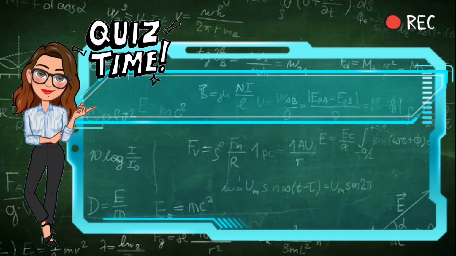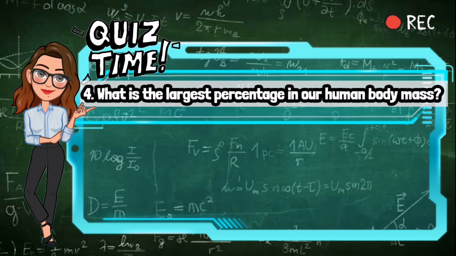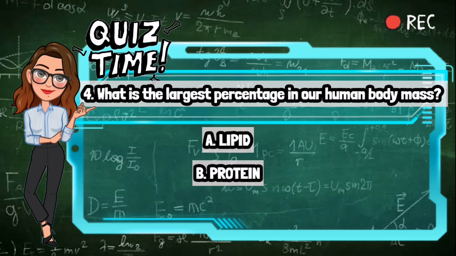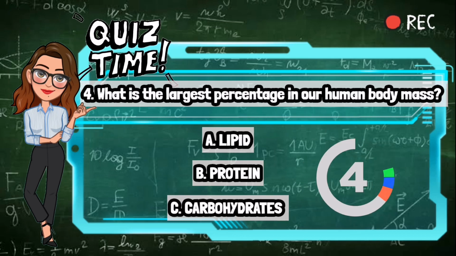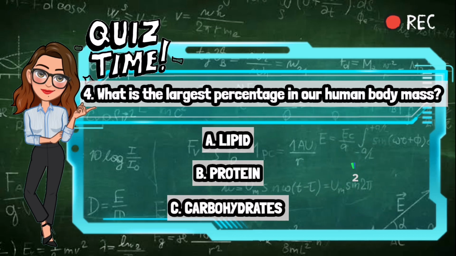Number 4. What is the largest percentage in our human body mass? A. Lipid. B. Protein. C. Carbohydrates. The answer is letter B. Protein.